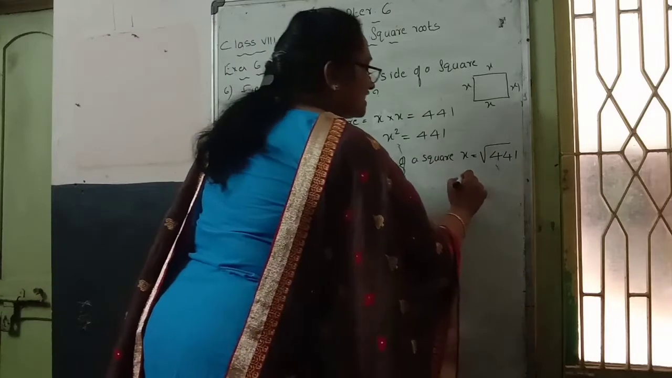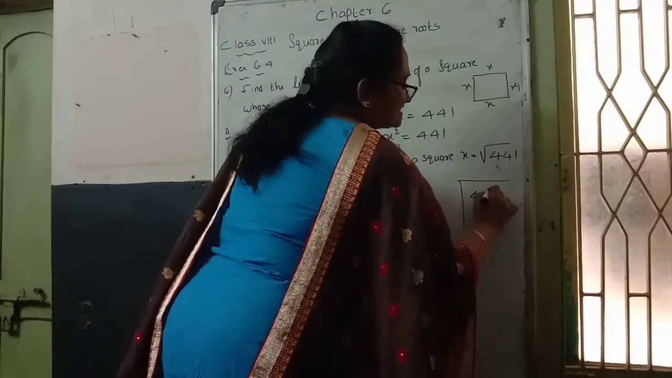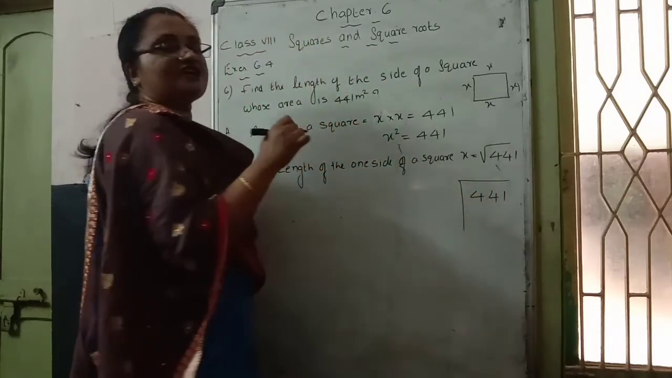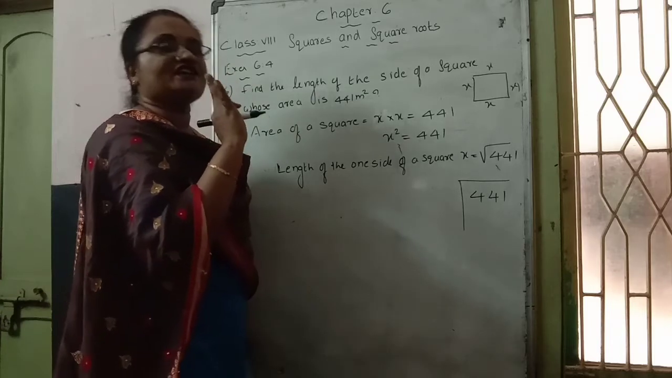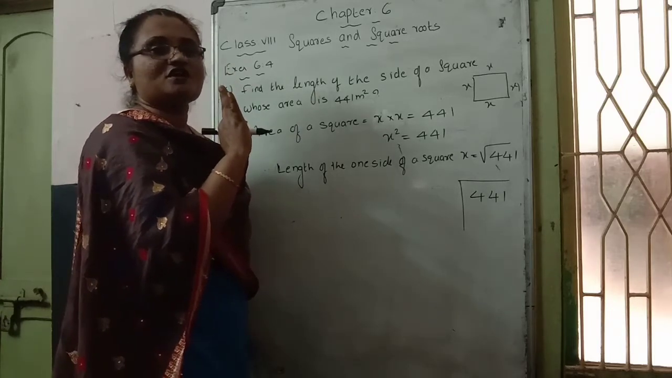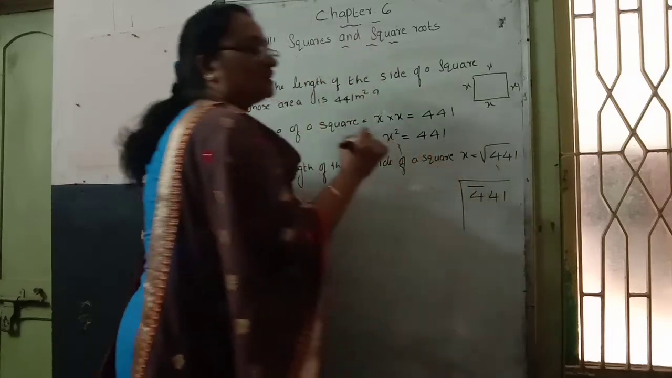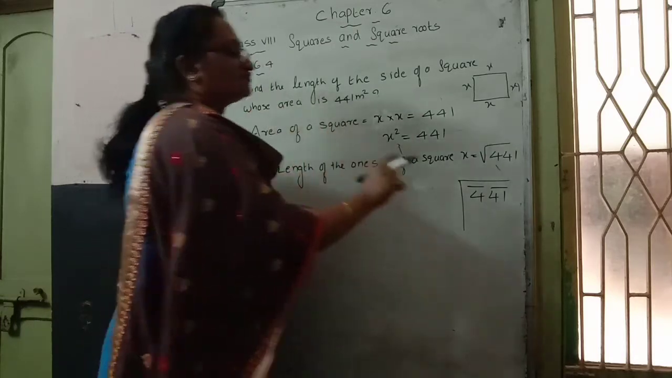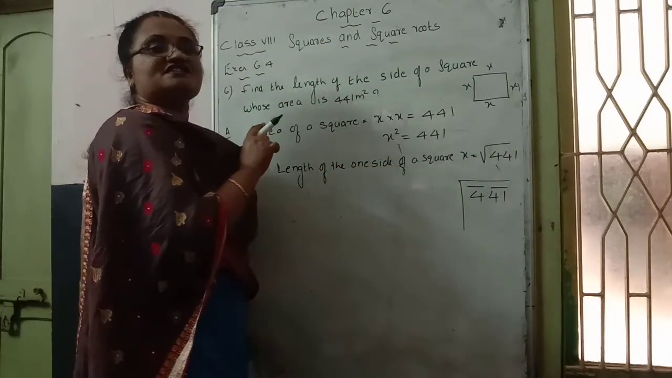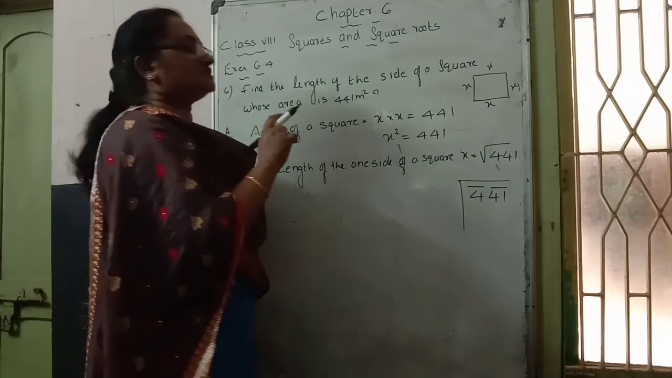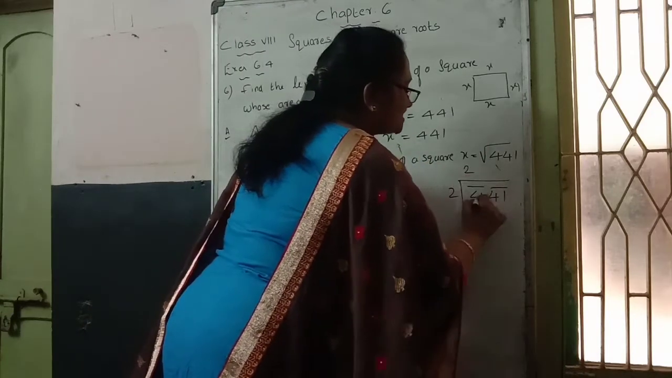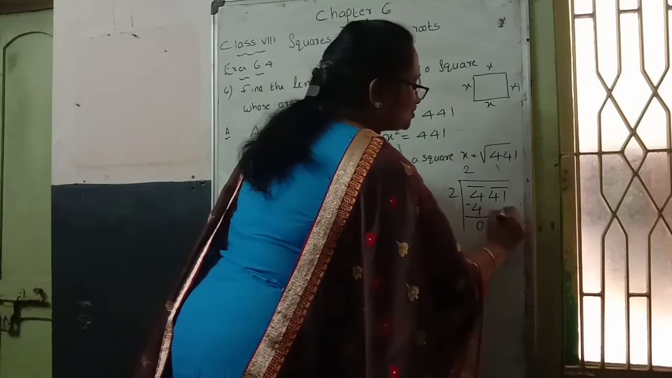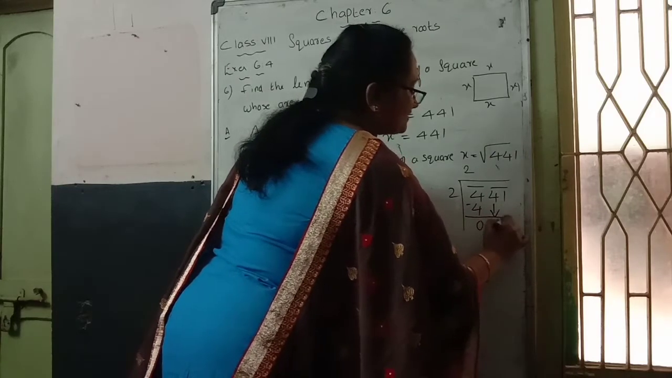To find it, you can apply the long division method or the prime factorization method. Here I am going to apply the long division method. How many digits are there? 3 digits. 3 is an odd number. That's why first keep a single digit, and afterwards double digits, with a bar. Then check the first digit. Is 4 a perfect square? Yes, 2 twos are 4. The subtraction gives 0. Bring down the next number, 41.